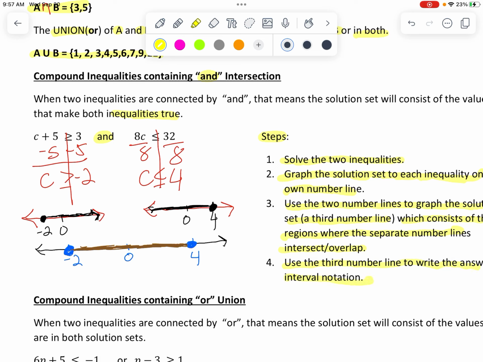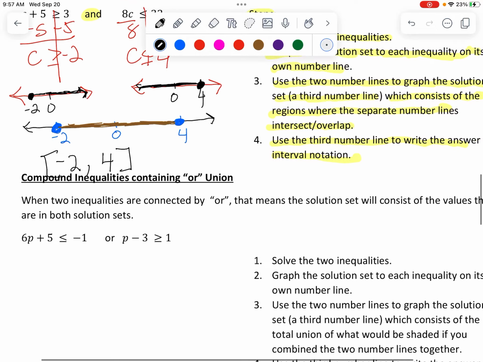And in interval notation, you ask yourself, how far left does the graph go? How far right? How far left? -2. It's closed, so a bracket. How far right? To 4. Closed circle, so it's a bracket. And that would be your answer in interval notation.